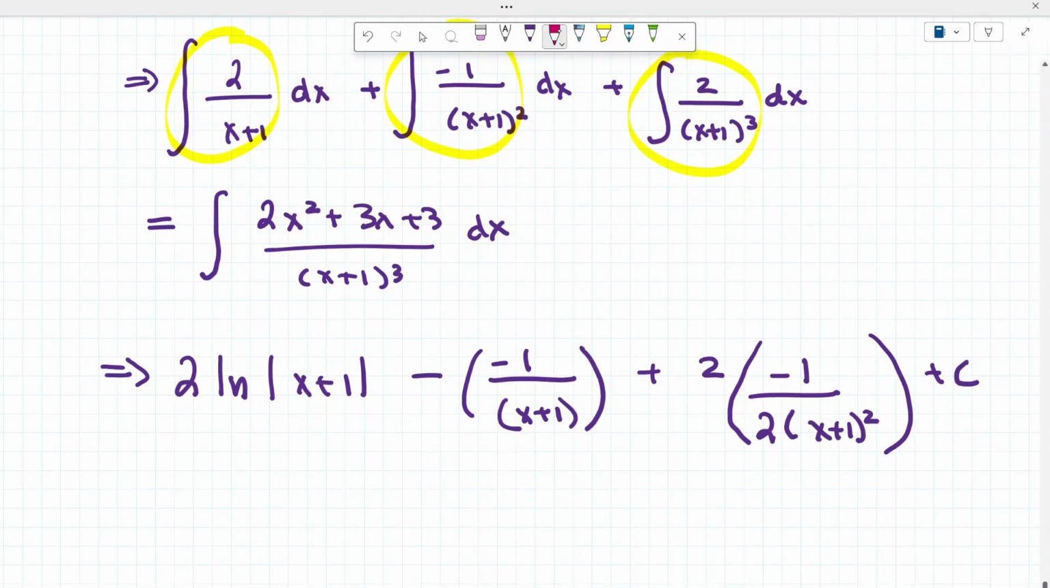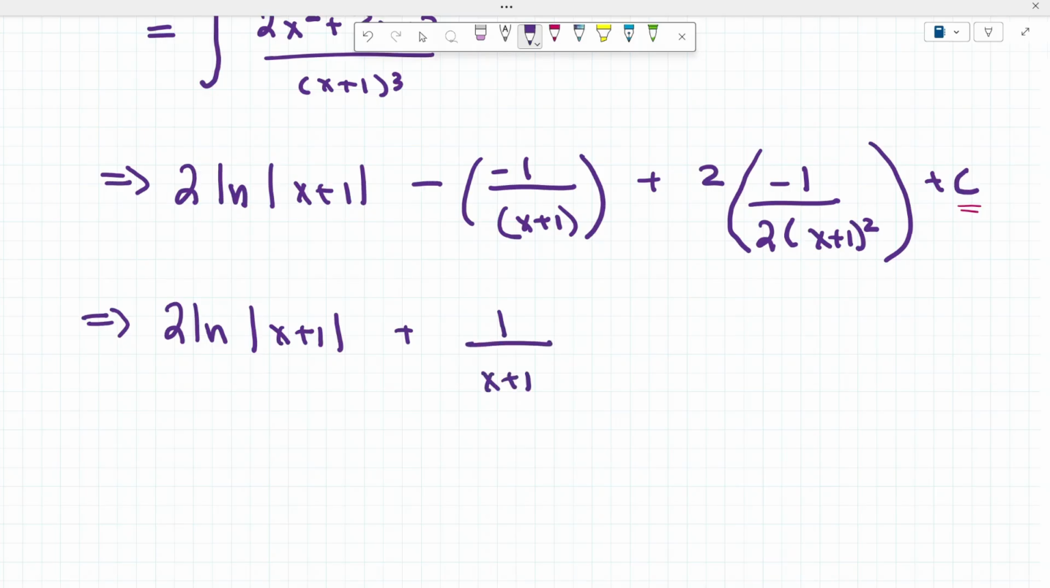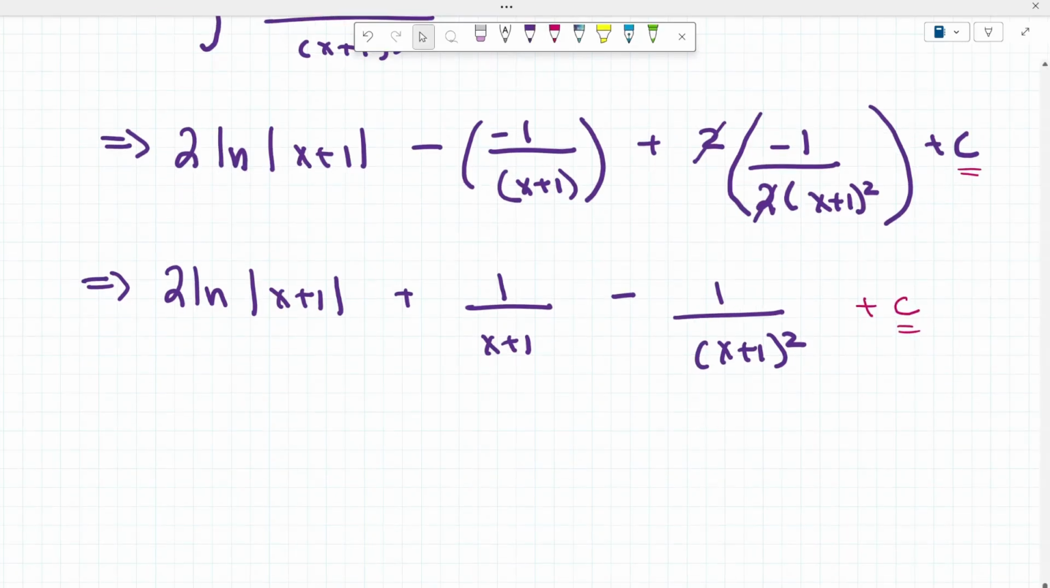Okay, and the c is very important because this is an indefinite integral, so we have to have our integration constant. So we can do one more step of simplification here, so that we have 2 ln absolute value of x plus 1, because these two negatives cancel out, and then we have minus 2. Oh, so these 2s cancel out over here. So we are left with -1 over (x plus 1) all squared, and then plus our integration constant c. And that is the final answer. So big smiley face right over there.